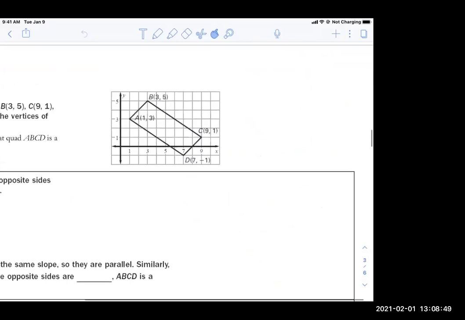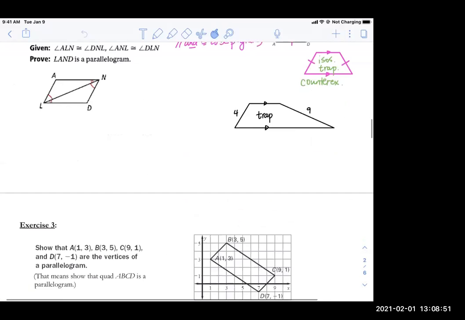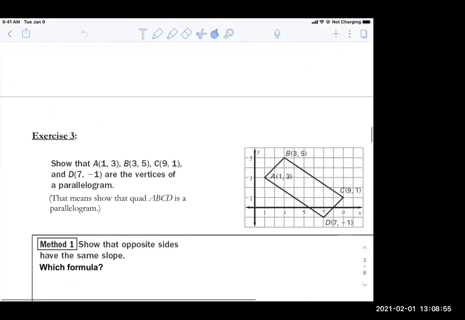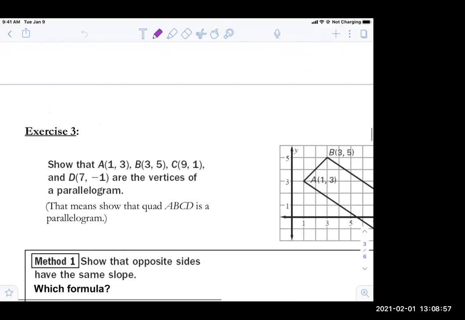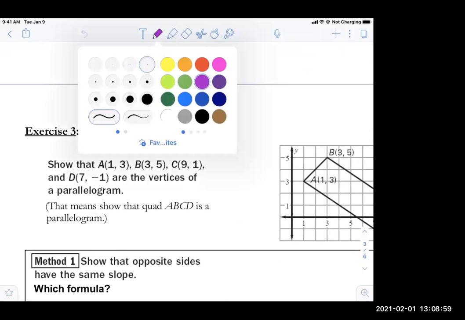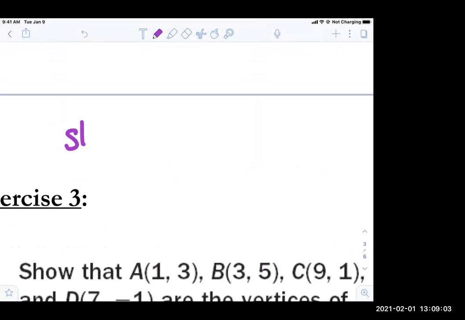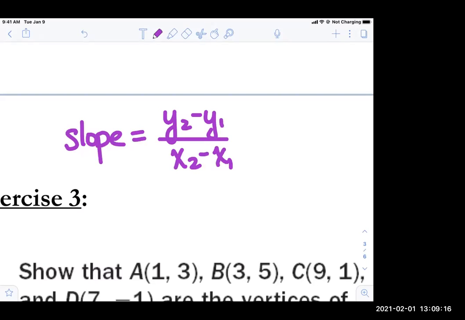What we're going to be doing today is the coordinate geometry part of this. So first of all, let's write down the formulas just to make sure we've got those fresh in our minds. The formulas that you will be needing will be slope, which remember is y2 minus y1 over x2 minus x1.